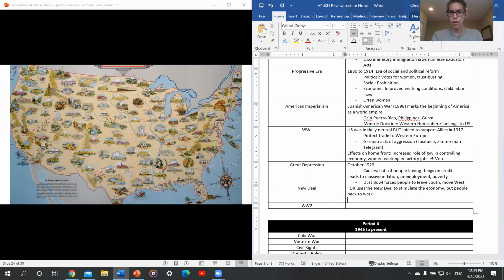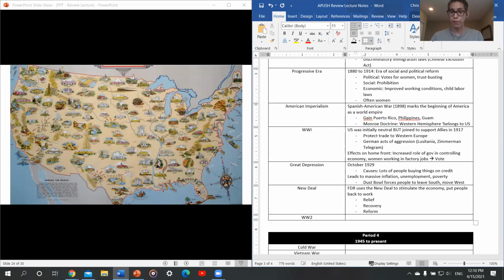Oftentimes, his programs are kind of captured as relief, recovery, and reform. And so relief is all about putting people back to work. And so all of that whole alphabet soup, the Works Progress Administration, the Civilian Conservation Corps, the Tennessee Valley Authority, all of this is putting people back to work.